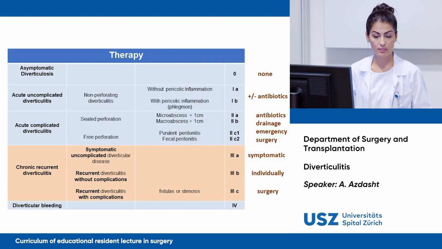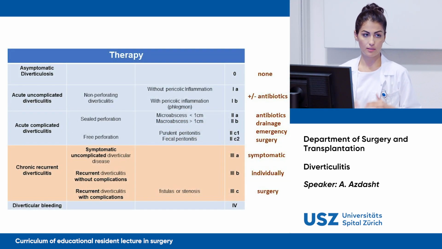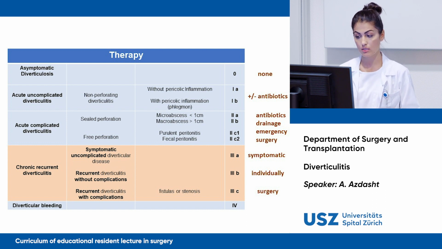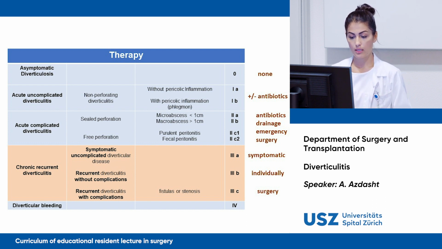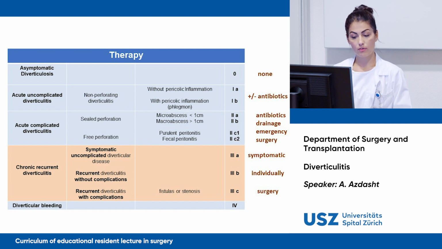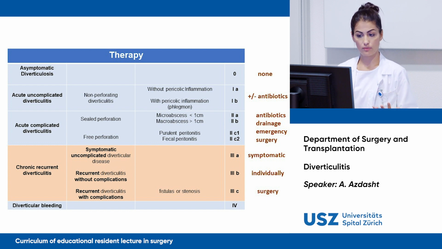So the chronic recurrent diverticulitis is subclassified in 3 groups. First of all, we have the symptomatic uncomplicated diverticular disease, where you, as the name already mentions, just do symptomatic treatment with painkillers. On the other hand, the third one is the recurrent diverticulitis with complications, such as fistulas and stenosis, where you go for surgery. In the situation of a recurrent diverticulitis without complications, you really have to go individually.